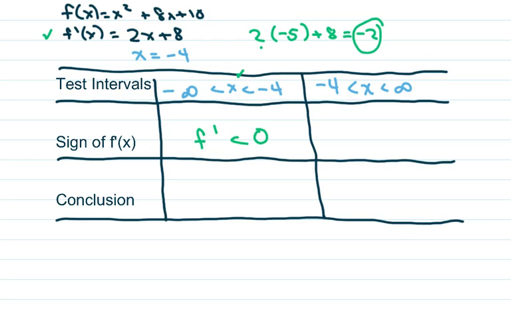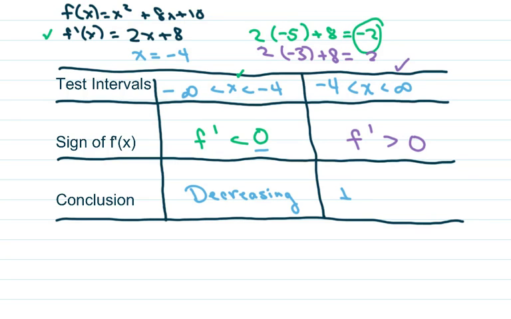On the other hand, when I plug in, say, -3 for this interval, that equals +2, and if I keep plugging in numbers bigger than -4, my derivative is going to be positive for this interval. So our conclusion is, since this is negative, this is a decreasing interval, and this one's increasing.